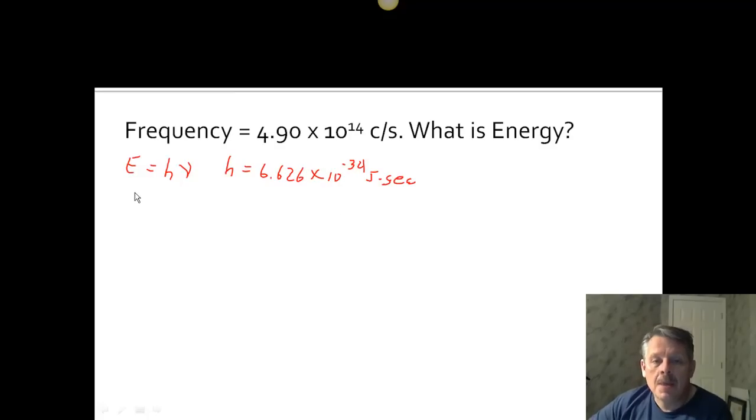So I'm trying to figure out energy, and I'm given frequency, and I'm given h. So all I have to do is multiply them together. So if I multiply those two things together, that's pretty easy. And my answer is going to be 3.25 times 10 to the minus 19th. And my energy is in joules.